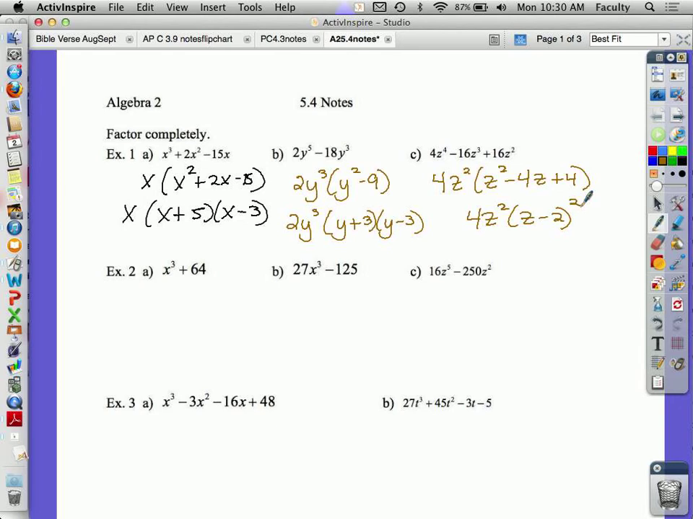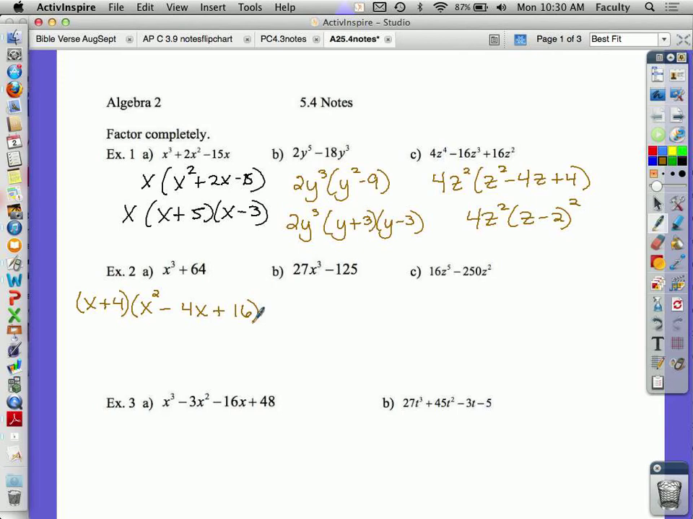All right, now in example 2, there's no GCF in letter A, but this is a sum of 2 perfect cubes. So here we go. Let's see if we picked it up from our extra practice. This is x plus 4. We square it. You take SOAP, the opposite sign, 4x, n's always positive, 4 squared is 16, okay? All right, try letter B on your own.